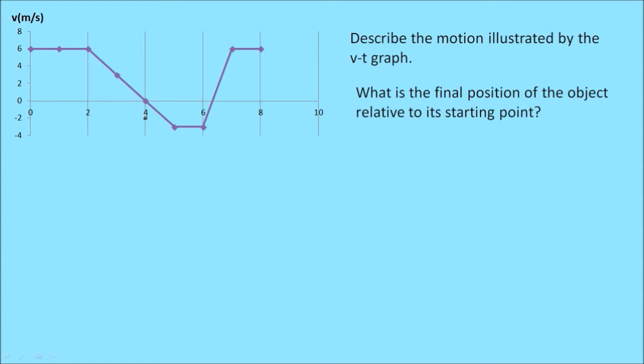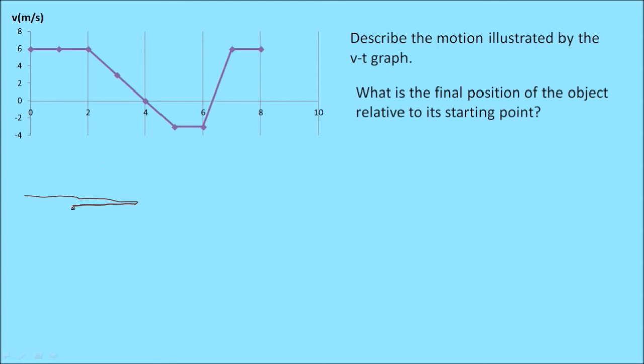Okay, you back? Okay, here's what's happening. For the first 2 seconds, the object's moving at a constant 6 meters per second in the forward direction. So kind of like this. And then after 2 seconds, it starts slowing down until its velocity is 0 at 4 seconds. Then it starts accelerating in the negative direction, and then it moves at a constant velocity in the negative direction. Here's the acceleration in the negative direction. Here's constant negative velocity. And then it starts slowing down because its velocity starts heading towards 0.